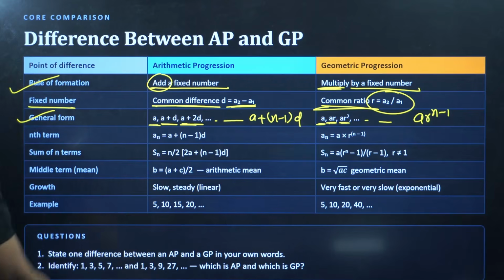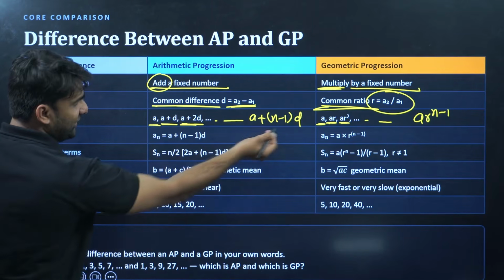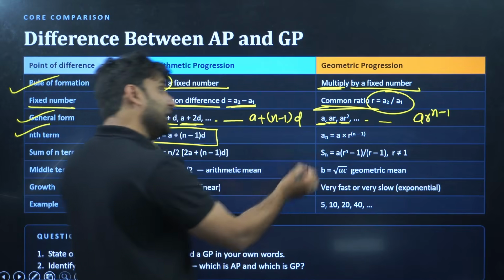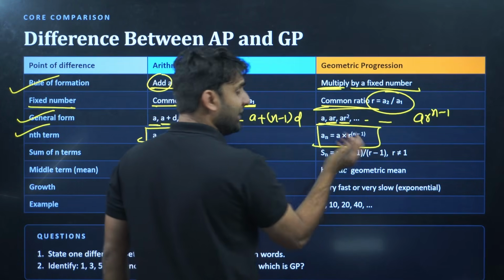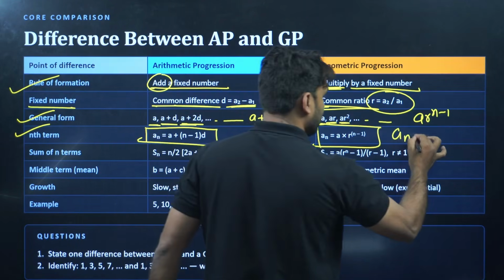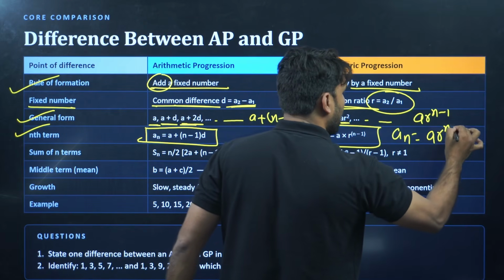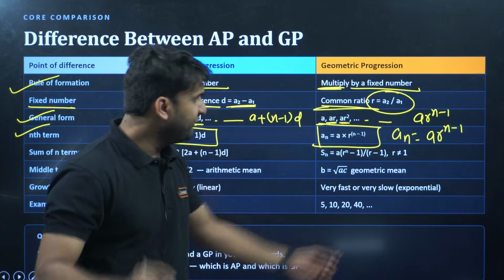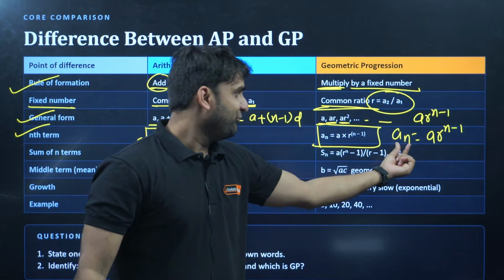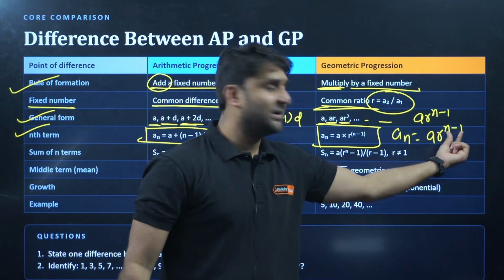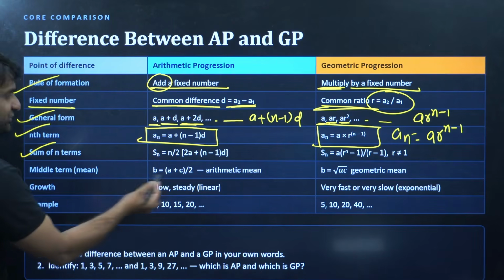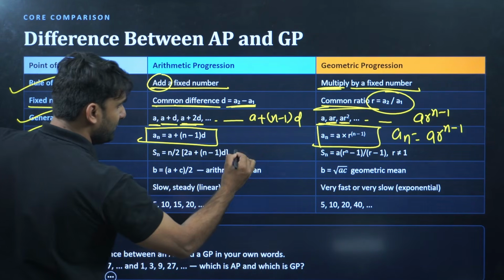Okay, the nth term, I have already told you: in AP the nth term is equal to A plus n minus 1 into D, and in GP the nth term is equal to A into R to the power n minus 1. If you put 5 here, it will become R to the power 4. If you put 100 here, it will become R to the power 99. So 1 less.